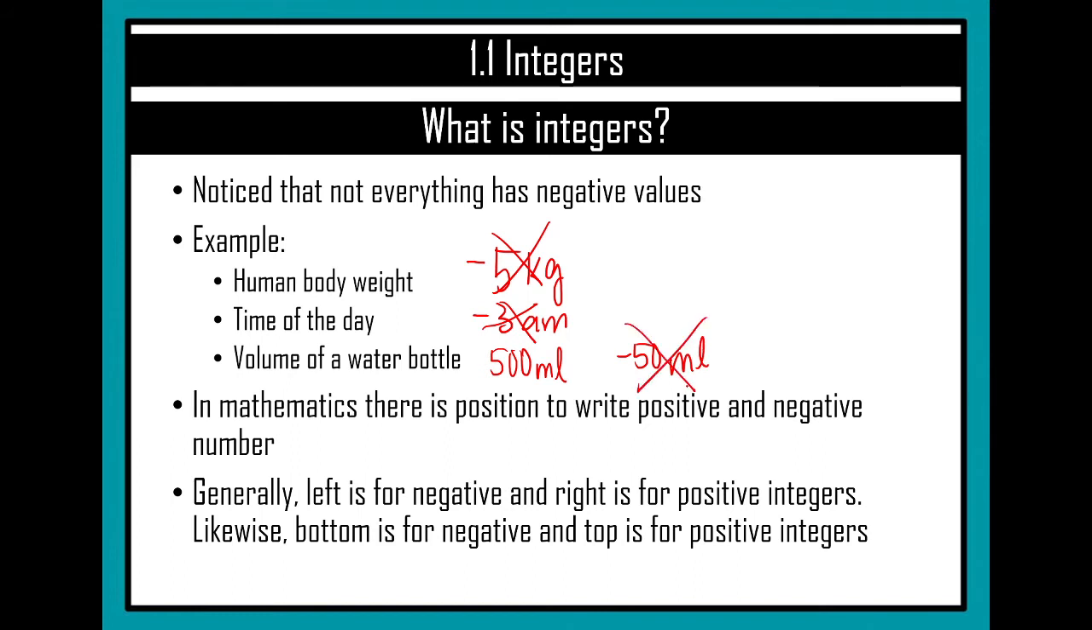Okay, so not everything has a positive and a negative together. Some of them only have one of each. Most of the time we know that they are positive integers. Right? So in mathematics, there are positions for us to write the positive and the negative number. Usually the left side is for negative and the right side is for positive. Likewise, the bottom, or the below, is for negative and the top is for positive integer.